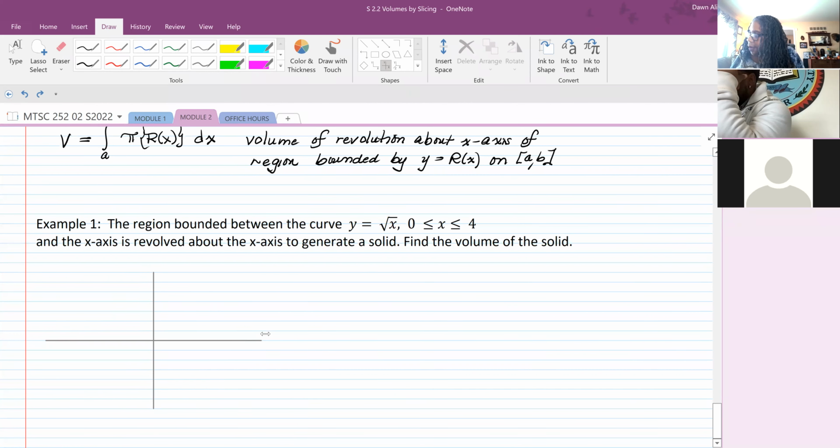Y equals x squared, we know it looks like this. Oh, y equals square root of x is what I want, sorry. So y is equal to the square root of x, and then here is between x equals 0 and x equals 4.